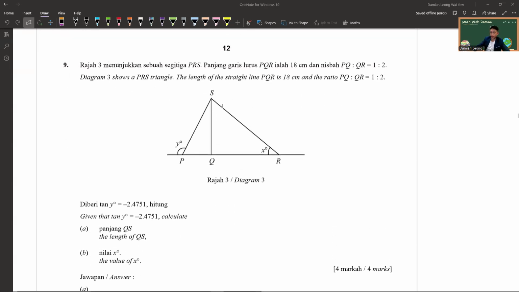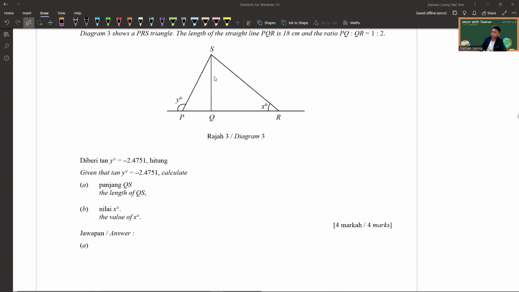Okay. Then question 9. Diagram 3 shows a PRS triangle. Length of straight line PQR is 18 cm. Okay, ratio of PQ to QR is 1 to 2. So 1 to 2 means 18 divided by 3 is 6. 6 cm here means here would be 12 cm.